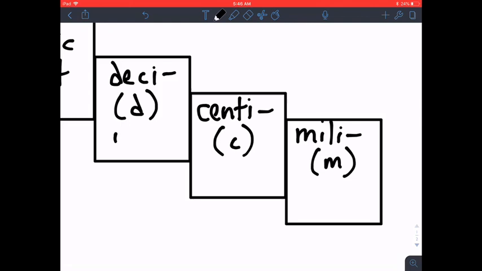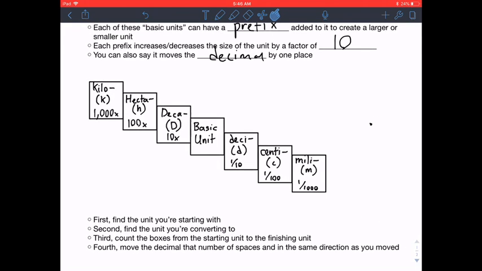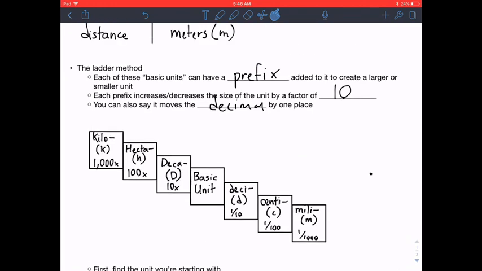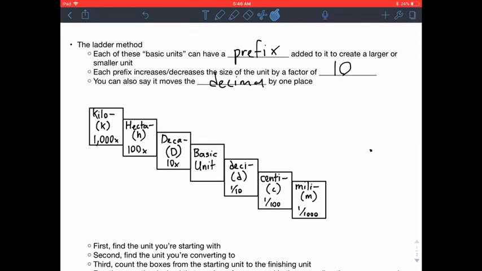Deci is 1/10 of a meter, centi is 1/100th of a meter, and milli is 1/1,000th of a meter. That's what we mean when we say increases or decreases by a factor of 10. But that's also the same as moving the decimal. Think about it like this.